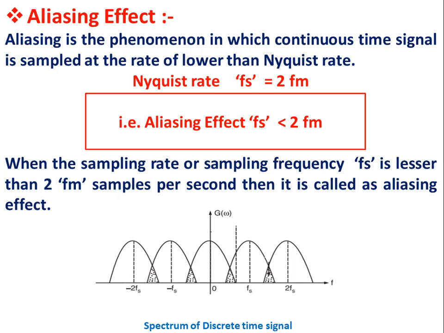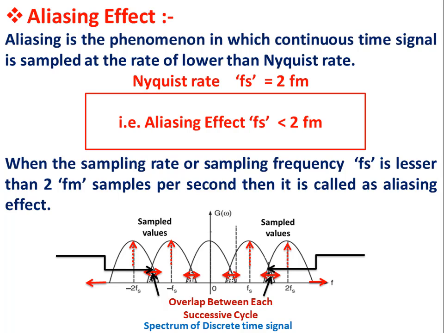Now look at the spectrum of the discrete time signal. When the continuous time signal x(t) is sampled at a sampling rate Fs less than 2 into Fm, the successive sample values in the spectrum of the signal G(omega) overlap with each other and cause the aliasing effect. In this case, the signal cannot be recovered or reconstructed at the receiver end and produces disturbance or noise at the destination user.